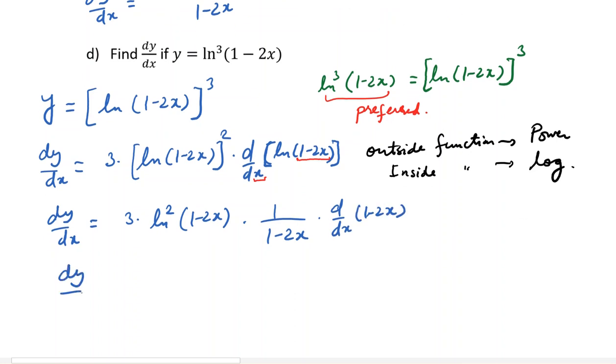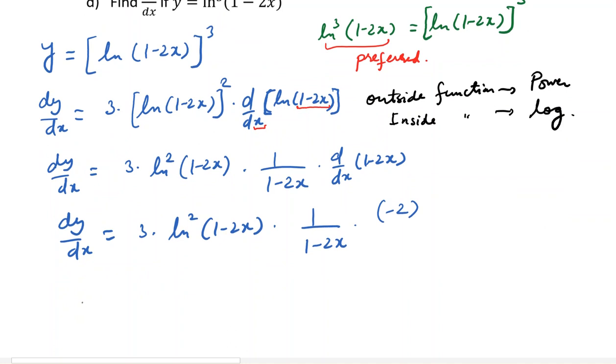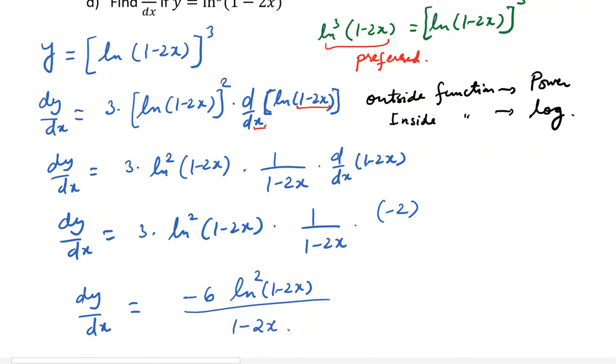so we get dy over dx is equal to 3 times ln square 1 minus 2x, 1 over 1 minus 2x, and the derivative of 1 is 0, the derivative of negative 2x is negative 2. So overall, we can combine 3 times negative 2 as negative 6, ln of 1 minus 2x, the whole thing squared, over 1 minus 2x.